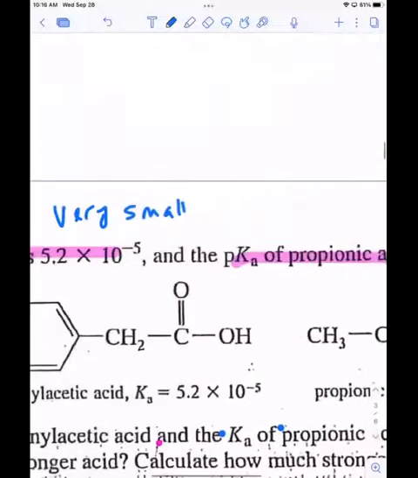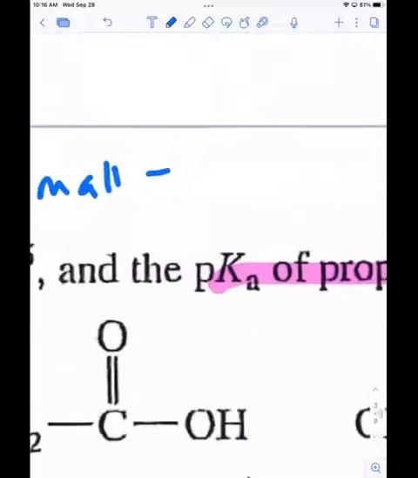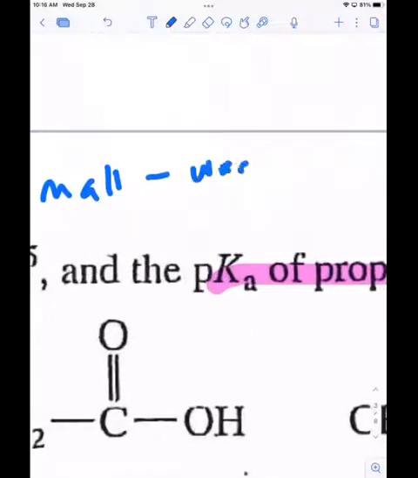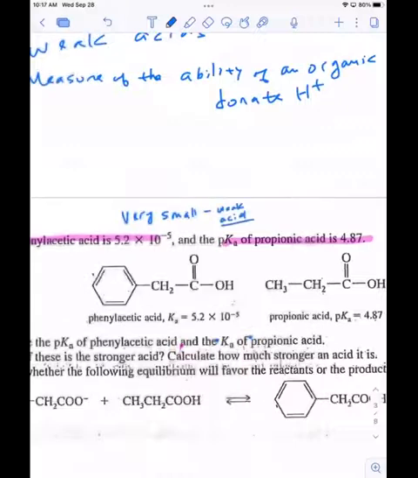What that means is what? Somebody tell me. What does that mean? If the Ka is a small number, it's a weaker acid. It's a weaker acid, right? So a very, very small number is going to be a weak acid. Good, thank you.